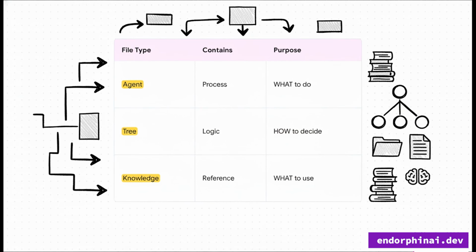And here's how it breaks down. This principle maps directly to 3 specific file types. You've got your agent file, which is all about what to do. Then there's the tree file, which handles how to decide. And finally, the knowledge file, which holds what to use. Let's dig into each of these.